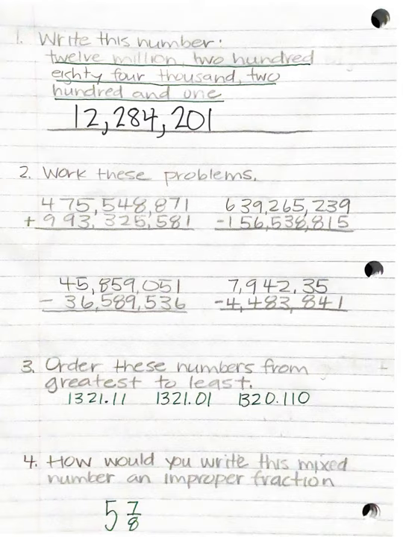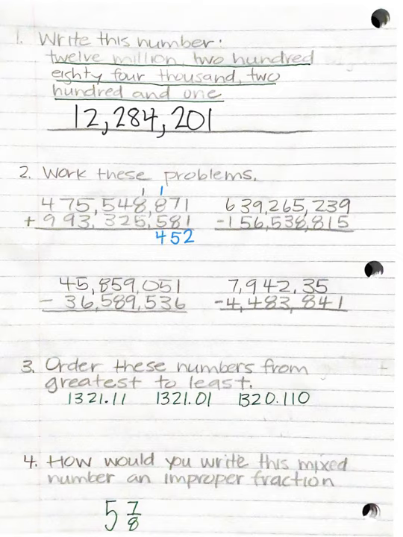Work these problems. This is where we're going to have to put in the work and make sure our place values are lined up. We'll start with the ones place and work our way to the left. We know that 1 plus 1 is 2. 7 plus 8 is 15. I'm going to drop my 5, carry the 1. 1 plus 8 is 9, plus 5 more is 14. I'm going to drop my 4, carry my 1.